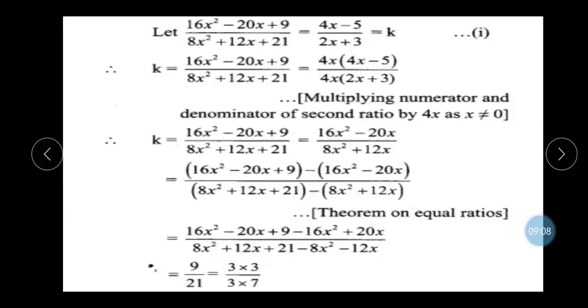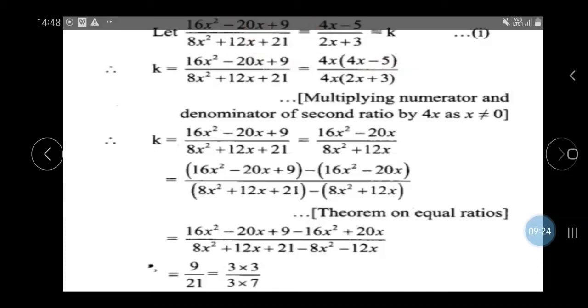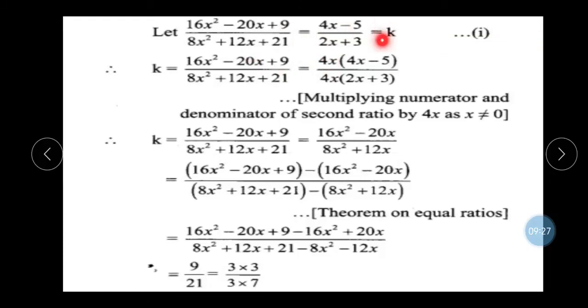Now, let 16x square minus 20x plus 9 upon 8x square plus 12x plus 21 is equal to 4x minus 5 upon 2x plus 3, that is equal to k. Now, you can see this part, children. 20x plus 9 and 4x minus 5 and 2x plus 3. Now we can make this 4x minus 5 as 20x plus 9. Somewhat we can do here. So let's see what we are supposed to do. Let's start. Now multiplying the numerator and denominator of the second ratio by 4x, as x is not equal to 0.